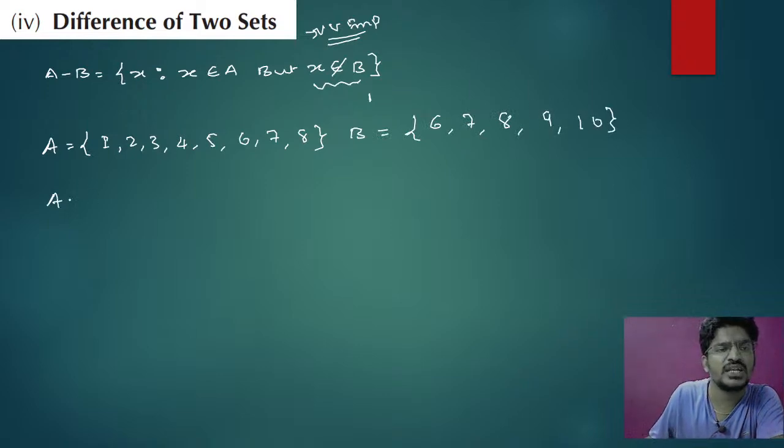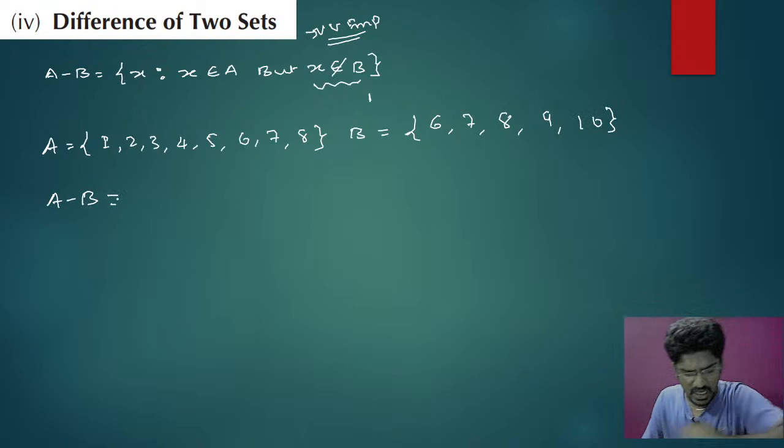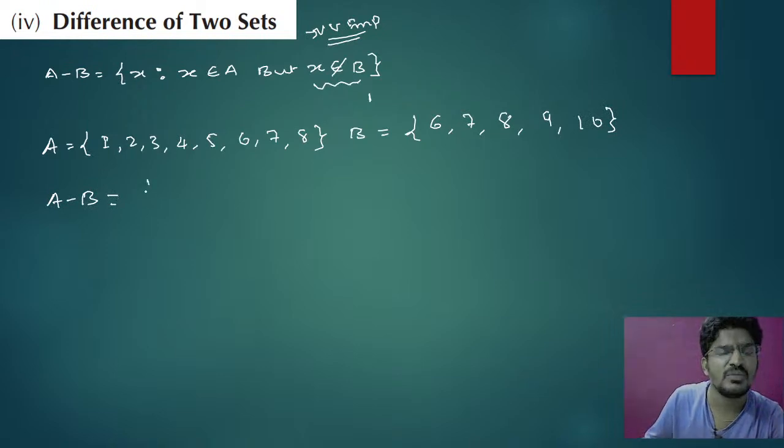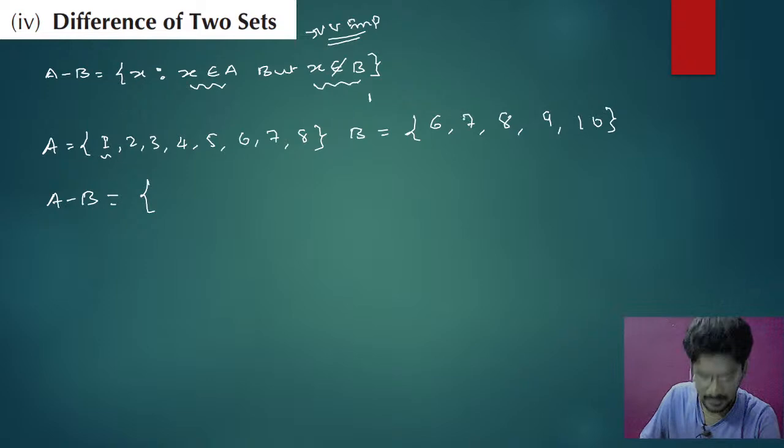Now I want to write A minus B. See here, if I want to write A minus B in this set, it must be in A but it must not be in B. See here, 1, it is in A but that 1 is not in B.